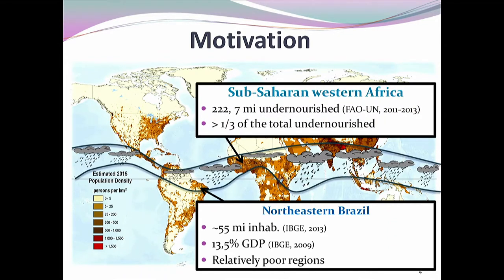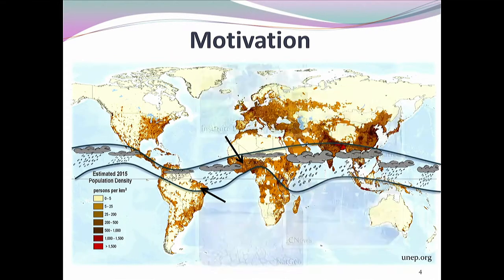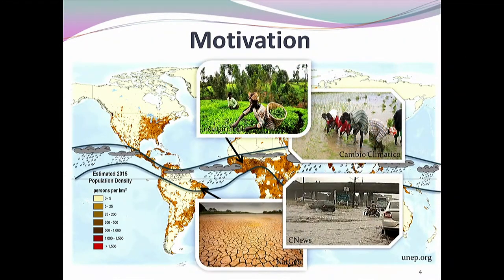Then the Atlantic ITCZ also impacts the Sahel region, where we have more than 200 million undernourished people. This is more than one-third of the total undernourished people in the world. As I said, in Africa the rainfall in this region is very important for agricultural activities. And we also have some floods related to rainy periods in northeastern Brazil, or dry periods when the ITCZ is located anomalously in the northern hemisphere.